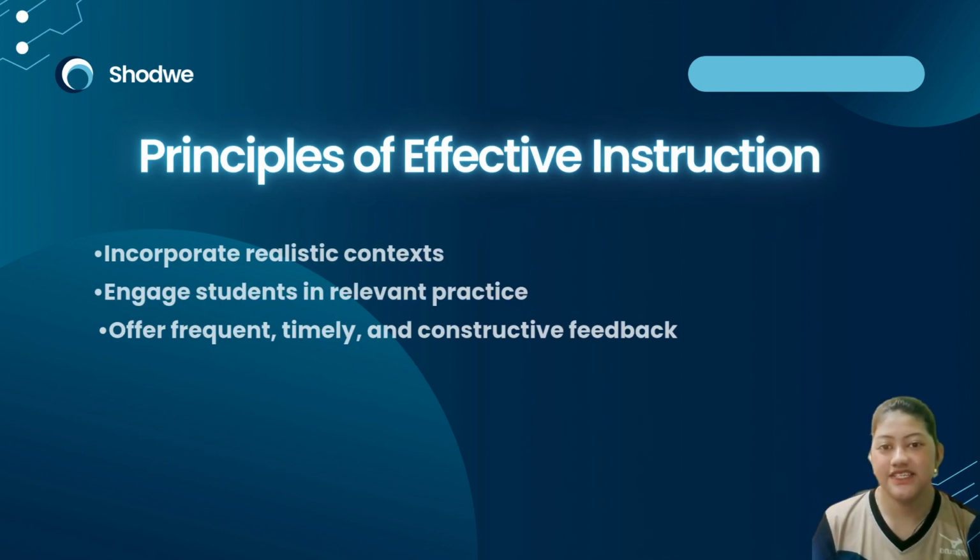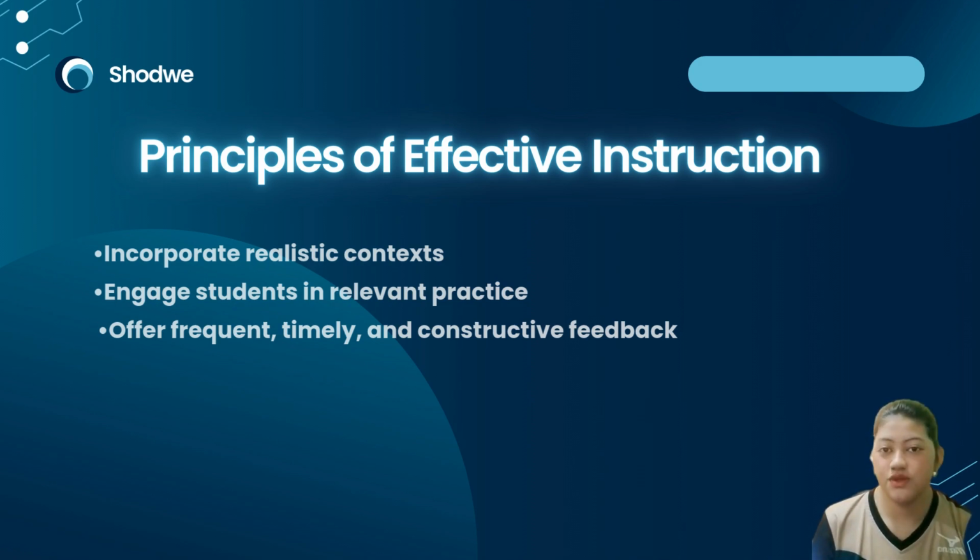Now, these slides explain three elements essential for deep learning. The first is to incorporate a realistic context. This means connecting the lesson to a real-life situation. When students see how a concept applies to their daily life, learning becomes relevant, practical, easier to understand, and more interesting. Realistic activities make learning more engaging.